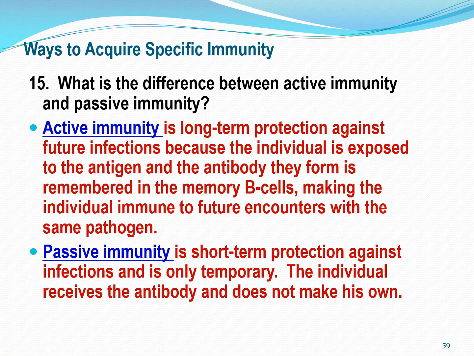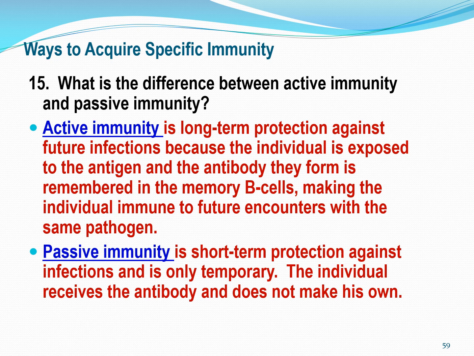So what is the difference between active immunity and passive immunity, okay? We went through this, right? Active immunity is that long-term protection against future infections because the individual is exposed to the antigen and the antibody they form is remembered in the memory B cells, making the individual immune to future encounters with that same pathogen, okay? Passive immunity is a short-term protection against infections and is only temporary. The individual receives the antibody and does not make their own, okay?